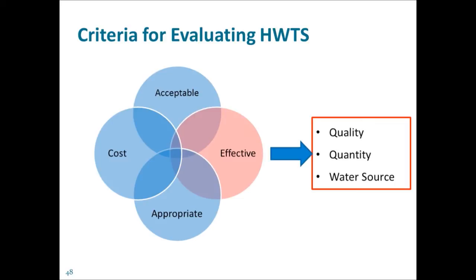A water source may be high or low in pathogens, high or low in turbidity. It may also have other contaminants such as heavy metals, arsenic, fluoride, and other chemicals to consider. After an assessment of these factors, we should have established how effective our household water treatment system is and be able to compare them against other technologies.